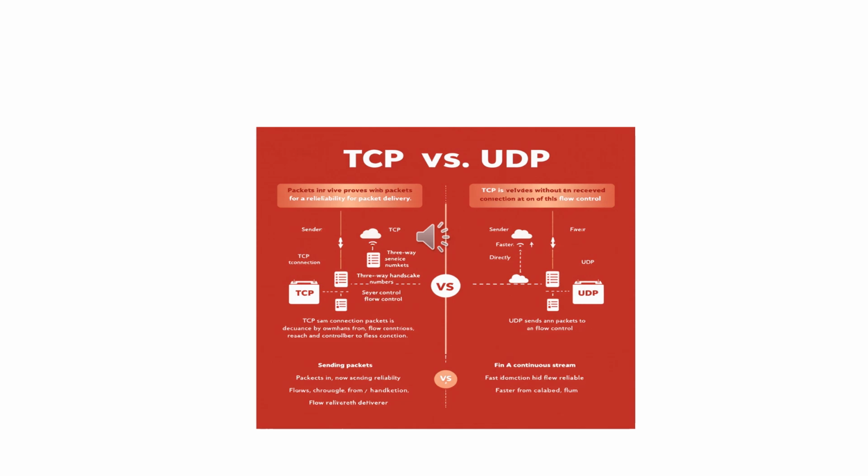Relevant topic from CCNA 200-301 is Network Fundamentals. TCP/IP Overview. What is the difference between TCP and UDP?